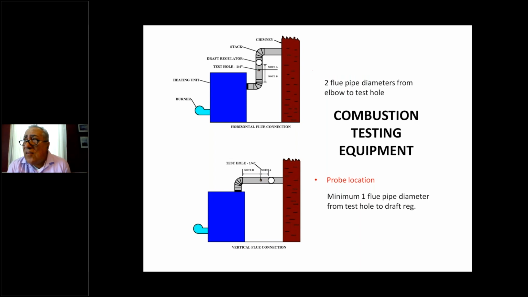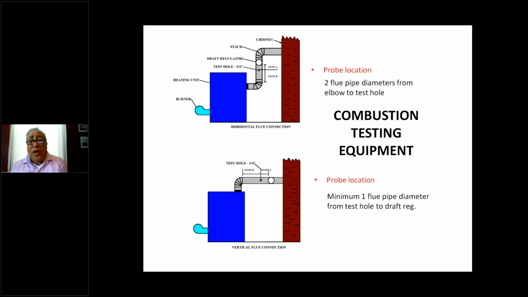It's kind of the same reason you put an air scoop 18 inches away from an elbow, because of the turbulence that occurs in the elbow. Well, the same thing happens with your flue gas. You want a nice laminar flow of your flue gas, and if you get 2 flue pipe diameters from the elbow, the flow straightens out and you'll get a good sample.